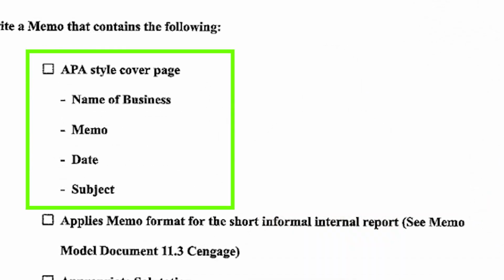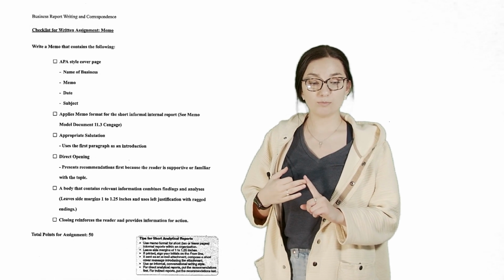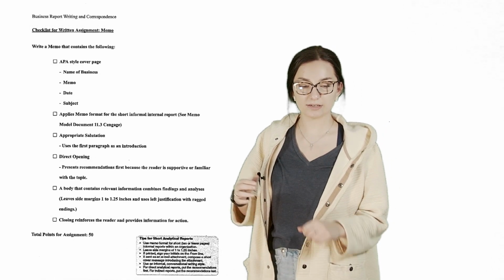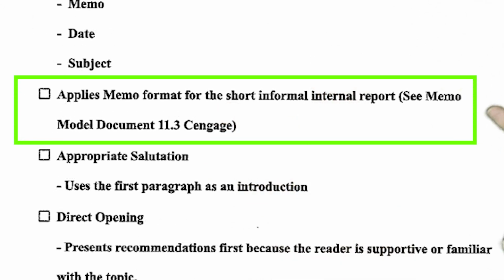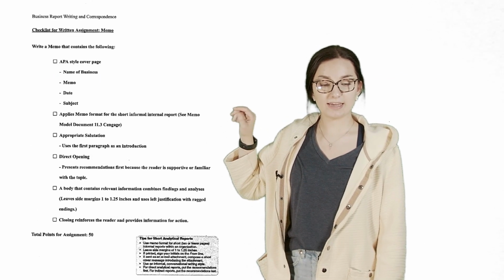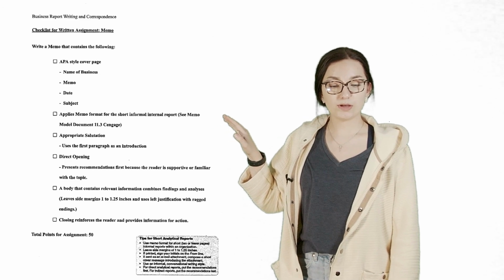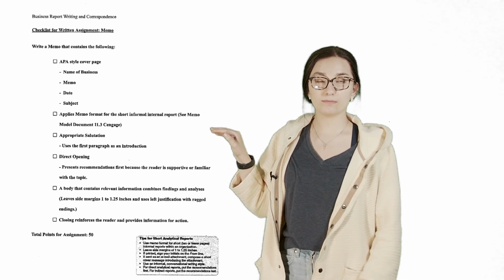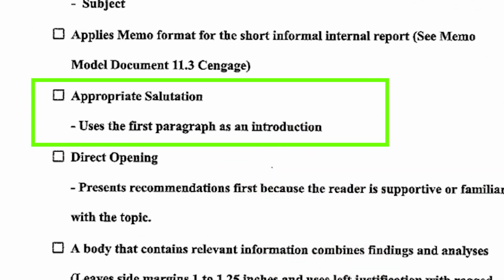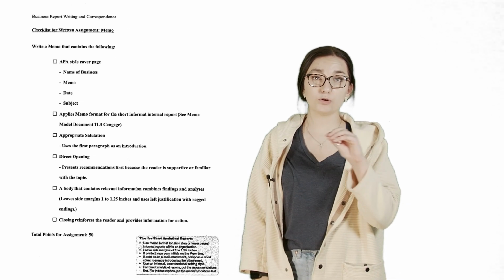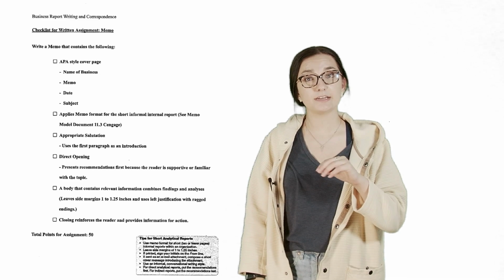First, you're going to start with an APA style cover page, including the name of the business, the word memo, the date, and the subject. Next, you will go by the format that you will find in the model documents in Cengage. Next, on the second page of your memo, you will start with the appropriate salutations. So you will have who you are sending it to within the organization.